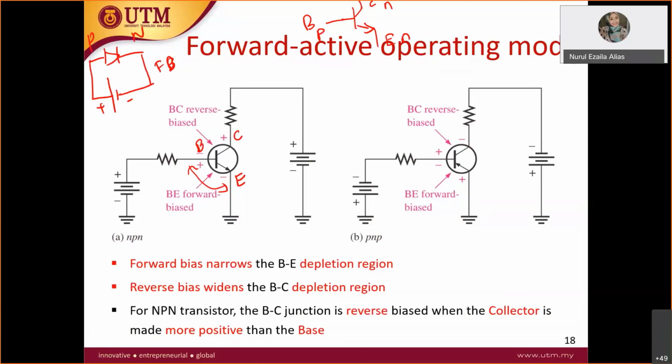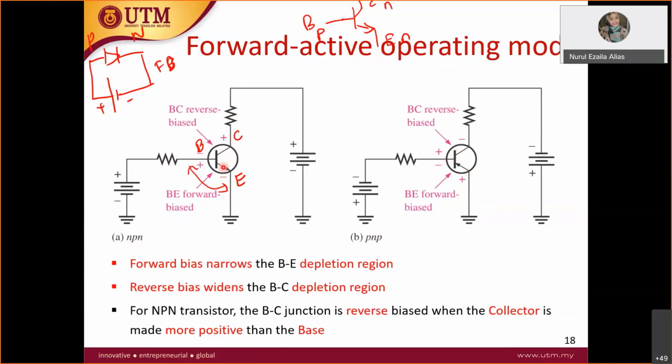Same goes for the BJT. Your P side here means the base. The base must be positive, the emitter here negative. From collector to emitter, positive, and the emitter of course negative. So that's how you make it forward biased, and this is how you make it reverse biased. So this is positive at the base, this is for PNP, this is for NPN, vice versa.